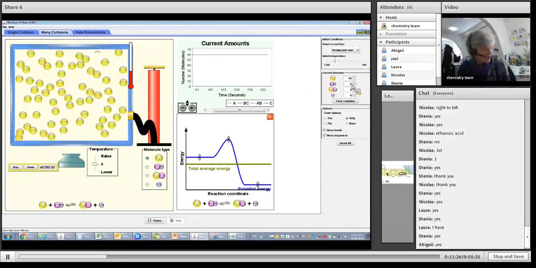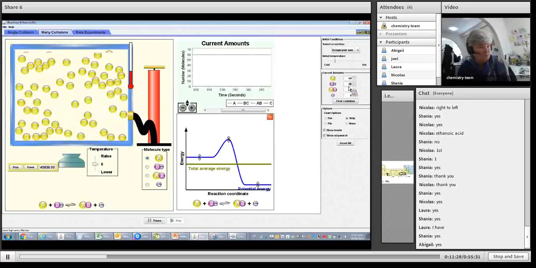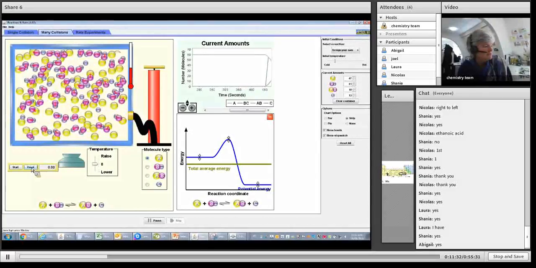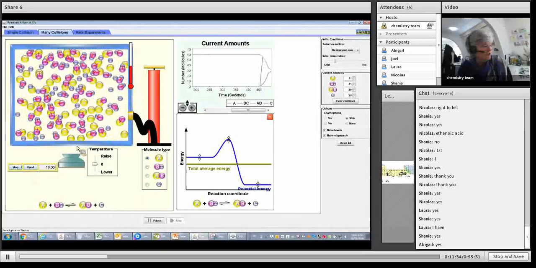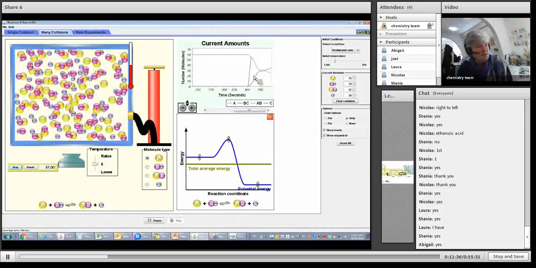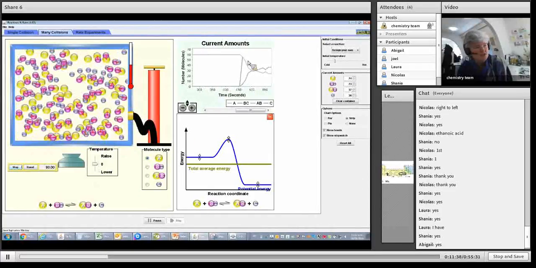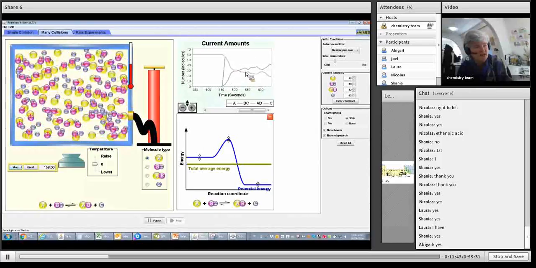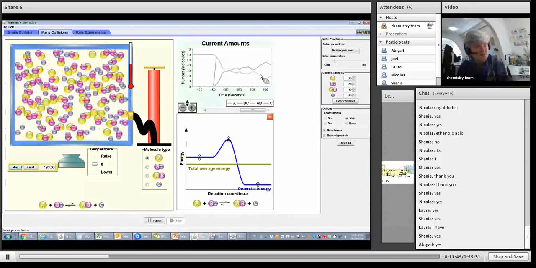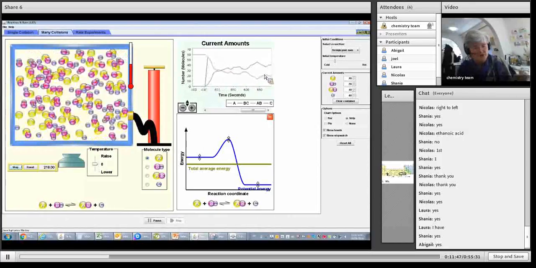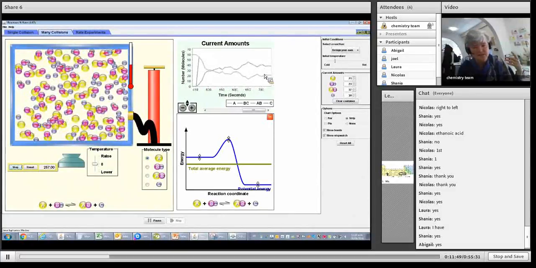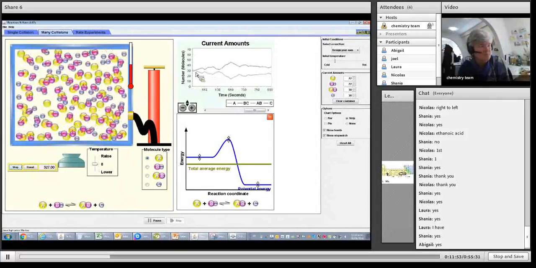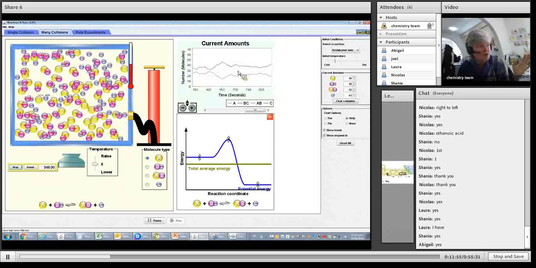Now I'm going to add B, and so I'm going to stop, reset, and start it. Can you see what's happened? As I added B, it shot up to the top, and then B started reacting with A, and it dropped down. It's sort of like that because I've only got 60 particles. Obviously in real life we're going to have millions and millions and trillions of atoms, so it'll be a lot smoother. But can you see how it's gone down?